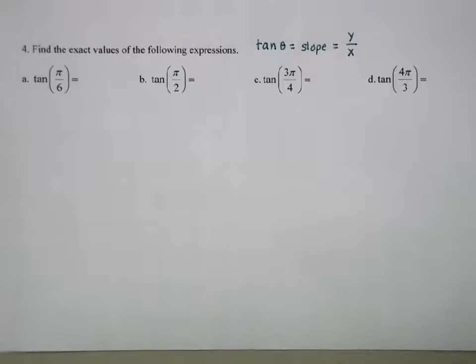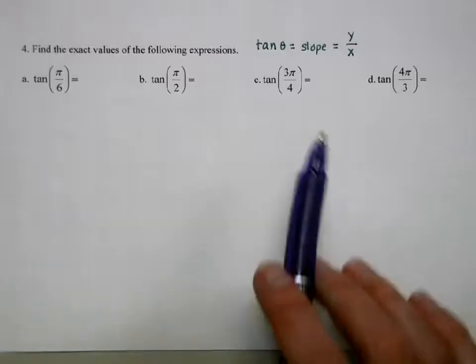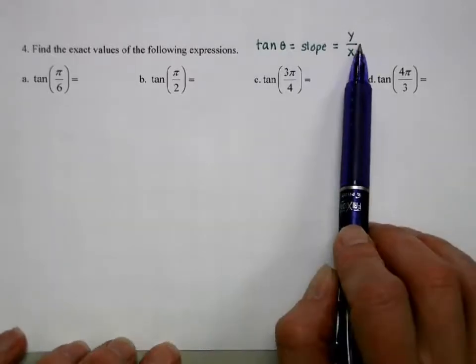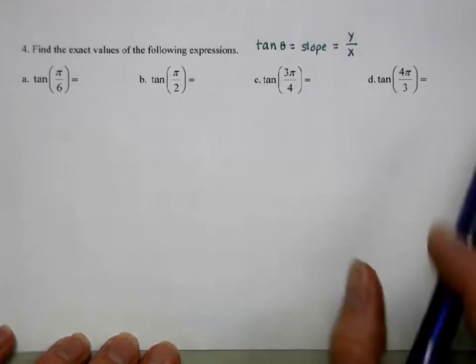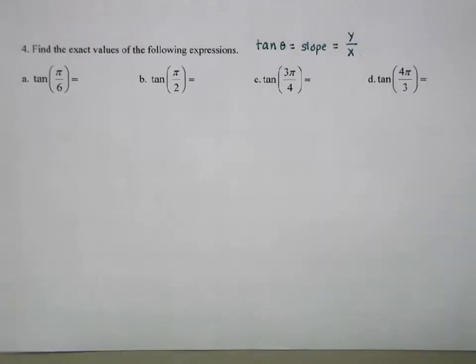Next, we're going to be evaluating some tangent values. Now, there's a couple different ways to think about this. First, tangent is the slope. So if we can identify the slope at a specific angle, then that's going to be our tangent value. On our unit circle, using the coordinates, it's going to be the y value over the x value. Or you can just memorize the values.